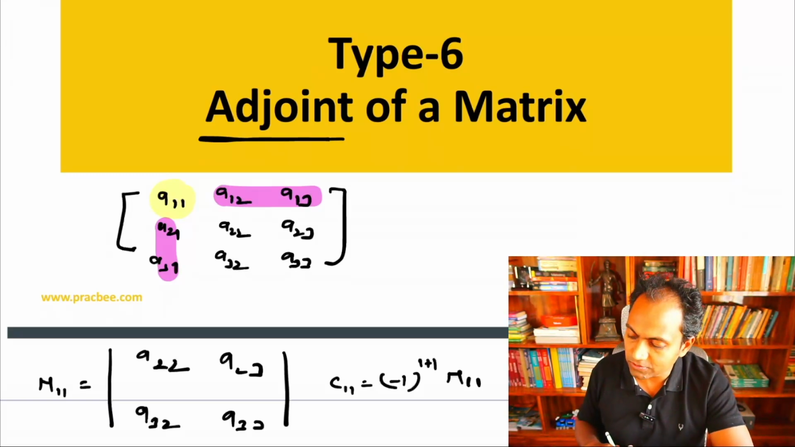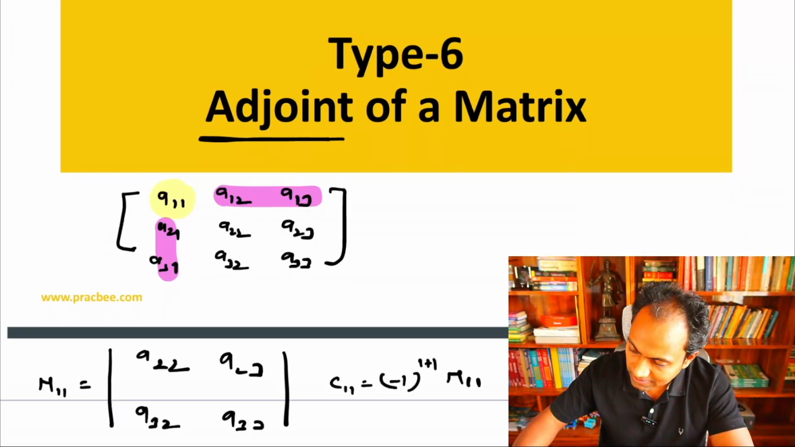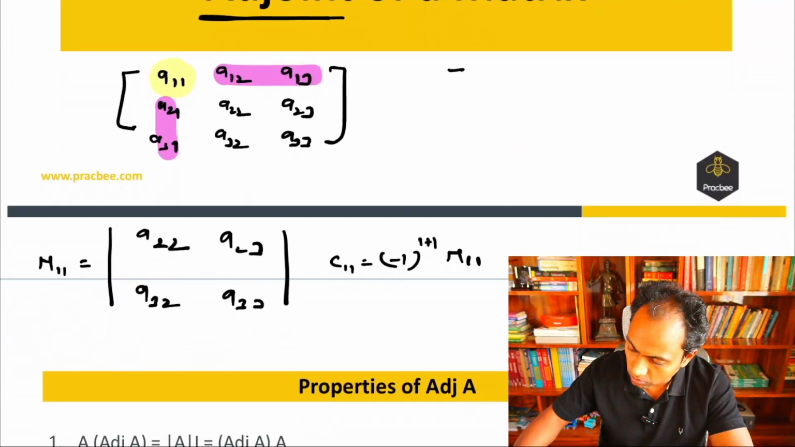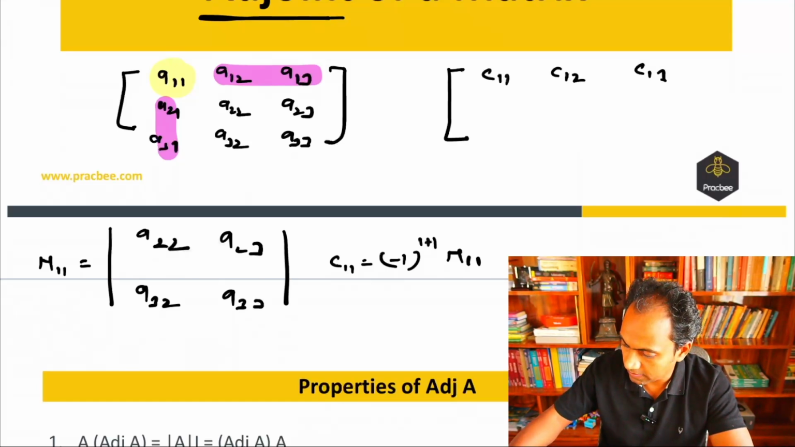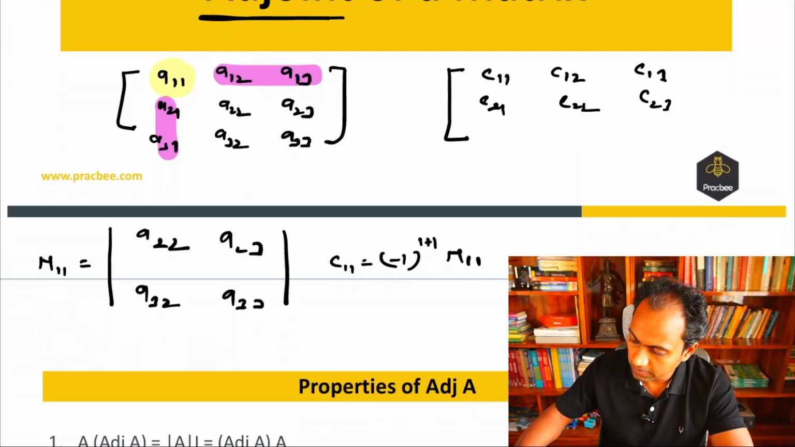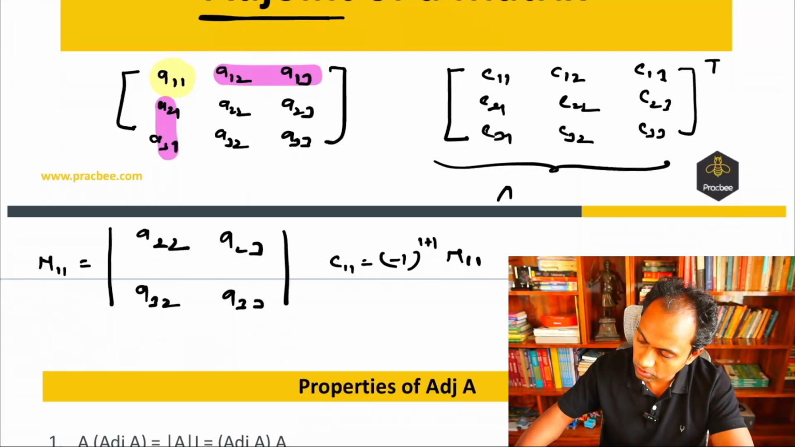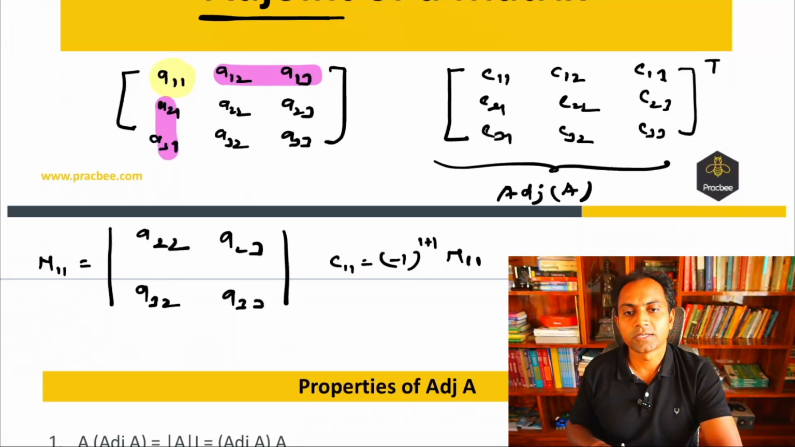Now once you understand this very simple idea, what we are saying is, if I make a matrix out of cofactors, so if I write C11, C12, C13, C21, C22, C23 and C31, C32, C33 and take its transpose, we are going to call this matrix nothing but the adjoint of matrix A. This is the definition. This we need to understand.